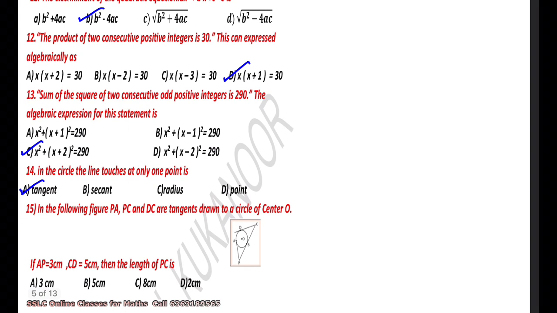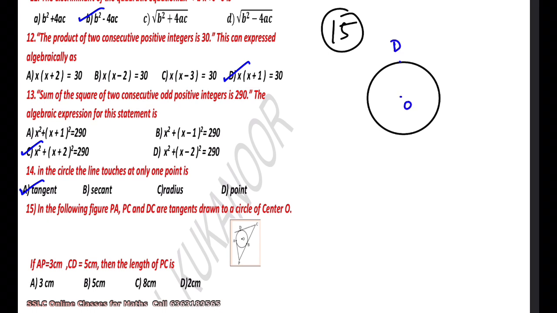Question number 15. In the following figure, PA, PC and DC are tangents drawn to a circle of center O. There is a circle, center O. There is a point D here, a point B here, a point C. One line is drawn from here, one line is drawn from here, and there is one more point here, P, and a point on the circle here, A. One line is drawn from P to here, one line is drawn from P to B.